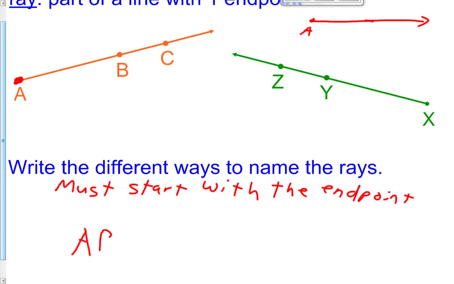So AB, and then I put an arrow over it where I start again with the endpoint. So there's the ray AB. I could also call this ray AC. As long as you start with the endpoint A, you could name any other point on the ray. So for the second one, here's X, Y, Z. I would start with point X because that is the endpoint, and then I could use Y or Z. So XY with an arrow over it. That's how you name a ray.